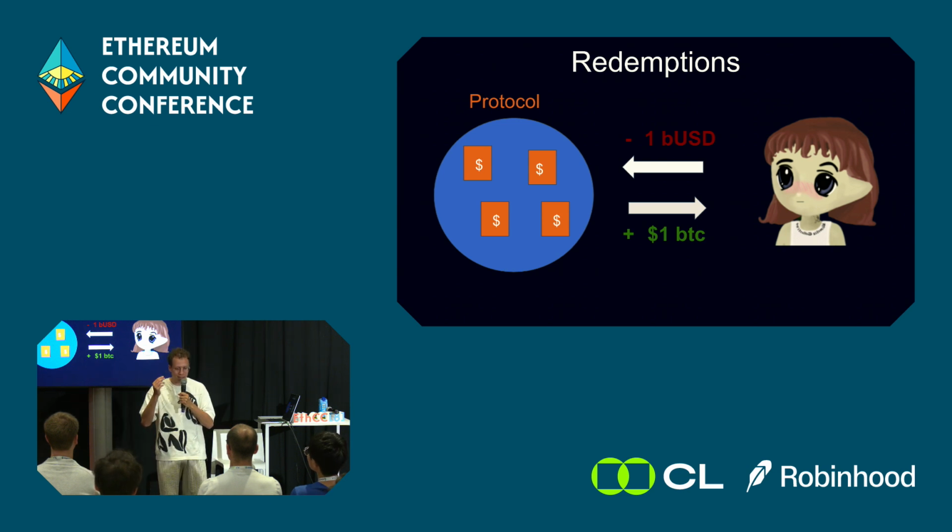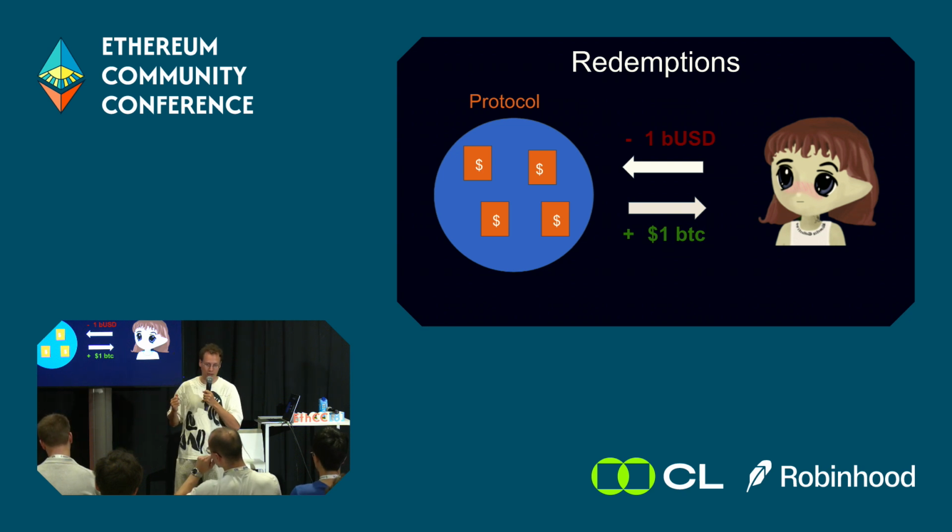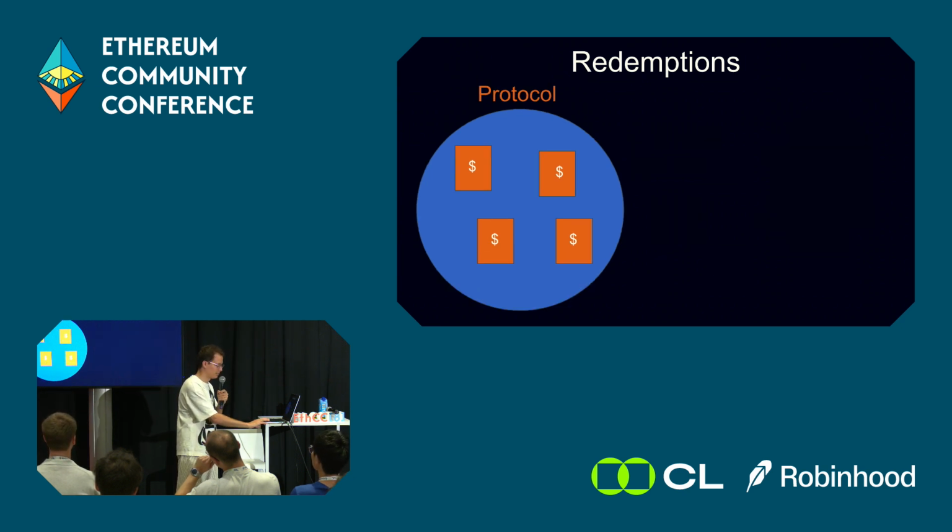So redemptions is exactly what I mentioned earlier when I said that back in the days, you could go to the Federal Reserve, give $1 US, and get back $1 worth of gold. Here it's the same thing. You can always take one bitUSD, send it to the protocol, and the protocol will send back $1 worth of Bitcoin. It's exactly the same thing. It's called redemption. That's a neat thing. So how does it work?